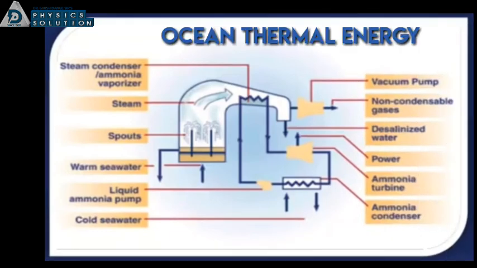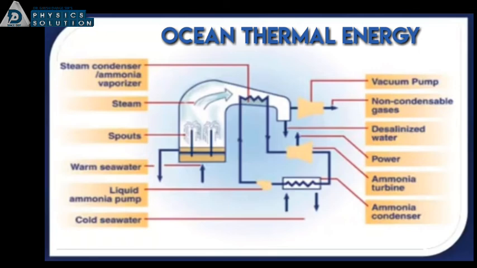Second, the ocean thermal energy plant. The difference in temperature of water at the surface of the ocean and at a depth of up to 2 km should be 20 degrees Celsius or more. As solar radiation falls directly on the upper layer of the ocean, it heats up the upper layer and the lower layer remains comparatively cooler. So if the difference is approximately 20 degrees Celsius or more, then the ocean thermal energy plant can be used.